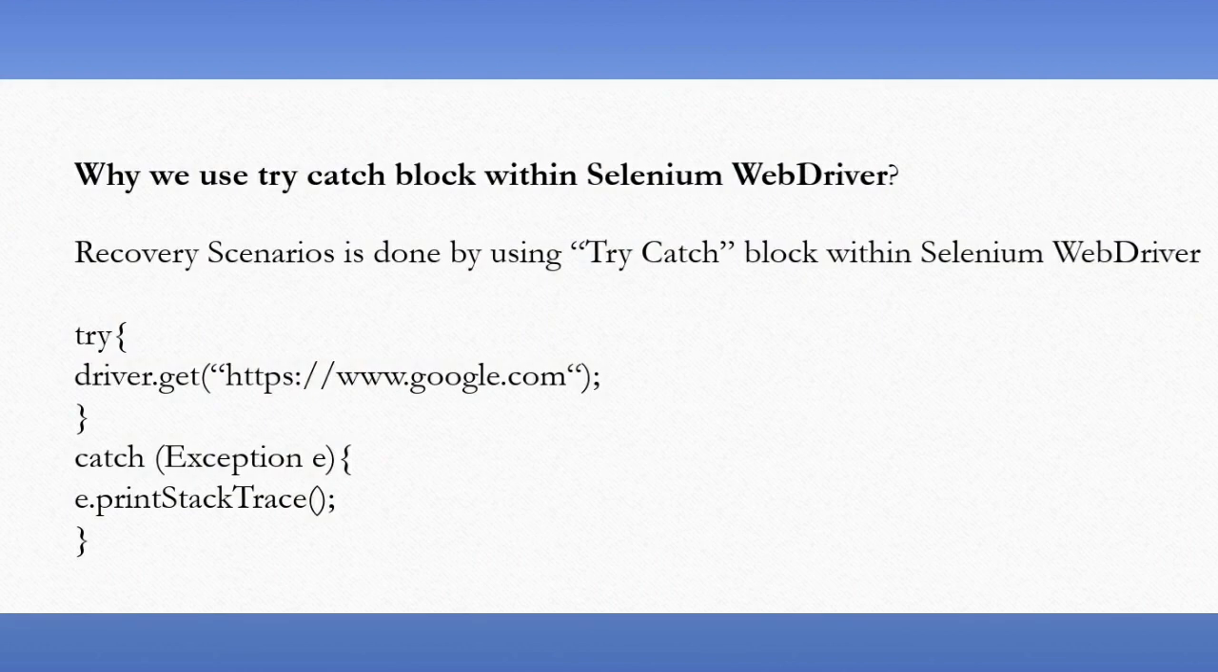The next question is, why do we use try catch block within Selenium WebDriver? We are using try catch block because of recovery scenario. So recovery scenario is done by using try catch block within Selenium WebDriver. Here you can see the example. Within the try block, we are writing driver.get and passing the URL, and within the catch block we are printing the error message. Whatever exceptions occur, we are going to handle within the catch block.